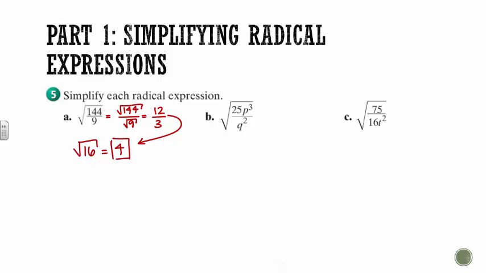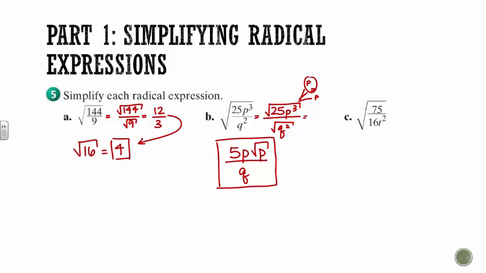Now one like b, there's nothing to simplify inside of here, so what I'm going to do is break this up into the square root of 25p cubed divided by the square root of q squared. And I can do this stuff up at the top. Square root of 25 is 5. P cubed, remember, means you have p times p times p. So I can make one group of them, and one p has to stay inside the square root. And the square root of q squared, they just cross each other off, and I get a q. So this one is as simplified as possible. I'm leaving c for you.